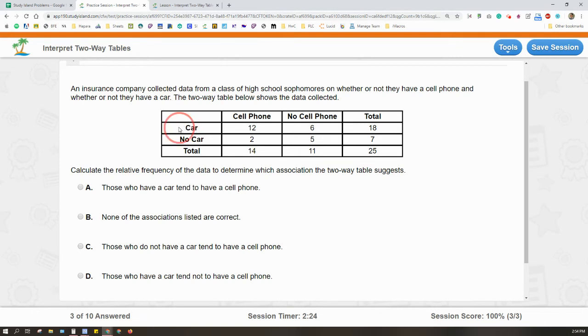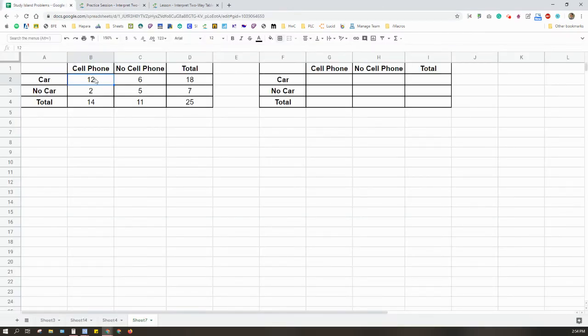So we're doing, again, a row relative frequency table. We're isolating the groups because we care about whether or not they do or do not have a cell phone. We care about first if they have a car, breaking down them. If they don't have a car, breaking down them. So this is a row relative table again. So let's take 12 divided by 18, 6 divided by 18, and then 2 divided by 7, 5 divided by 7, and then finally 14 divided by 25, and 11 divided by 25.